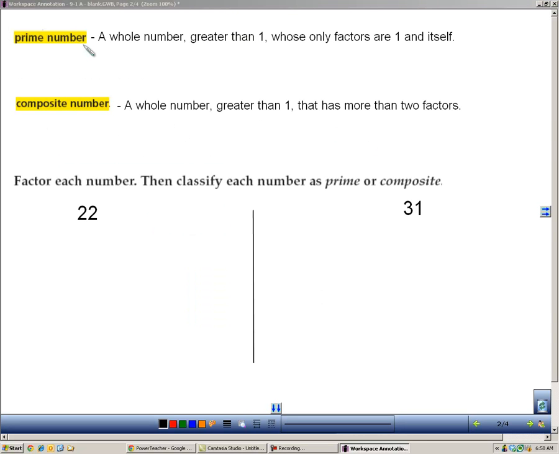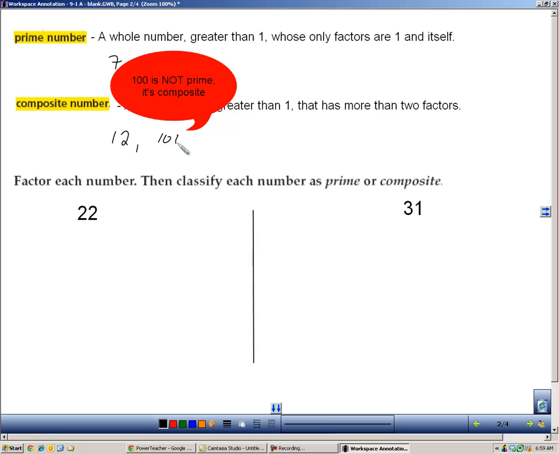Now we'll look at two different kinds of numbers that we'll be using, prime numbers and composite numbers. A prime number is a whole number bigger than 1 whose only factors are 1 and itself. Numbers like 7 are prime because the only thing you can multiply to get 7 is 7 and 1. 11 is prime, 23. These are examples of prime numbers. A composite number is everything else. That's a whole number greater than 1 that has more than two factors. The 12 that we did on the last slide is like that. 100 is composite because there are other numbers you can multiply to get 100.